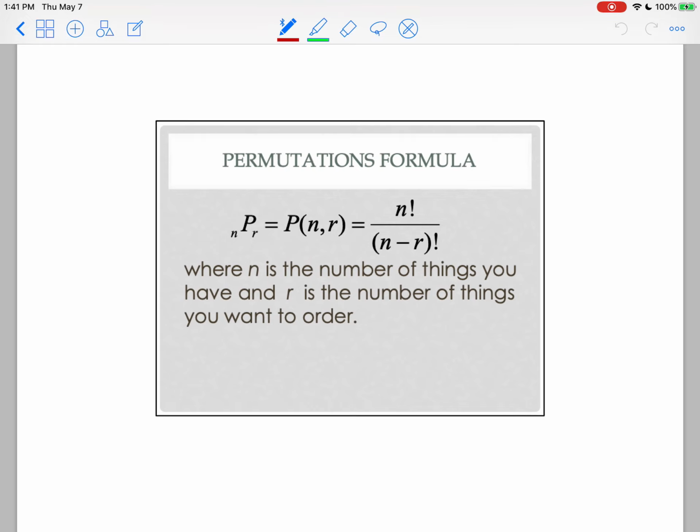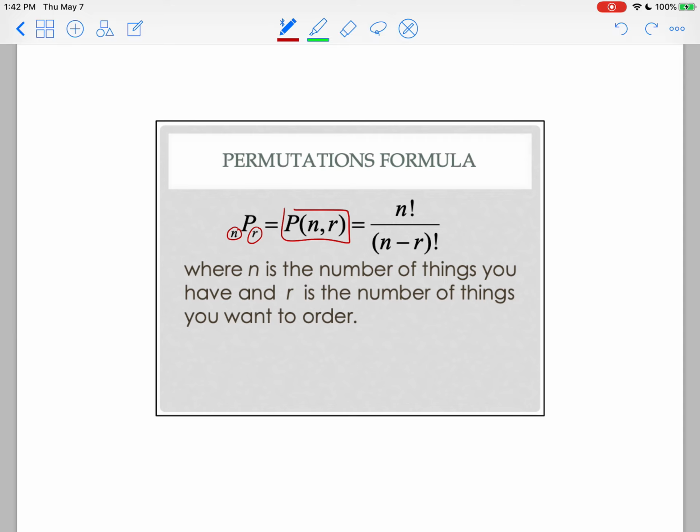A permutation formula, and here's some notation for you. N is the number of people or objects in the group. R is the number of objects from that group that I'm going to arrange. So this is the notation nPr, or it could be written as P(n, r). The expression here at the end is what I just talked about: we're going to take n factorial divided by (n minus r) factorial.